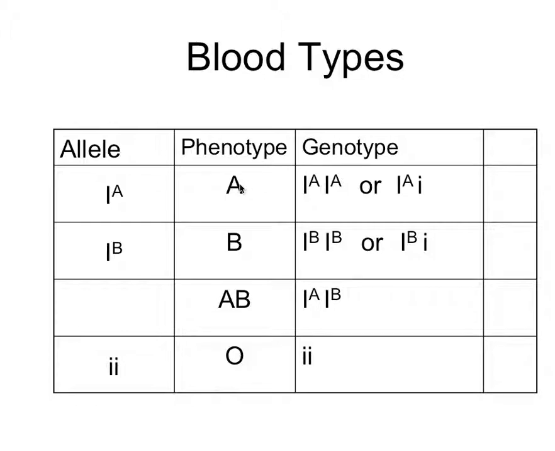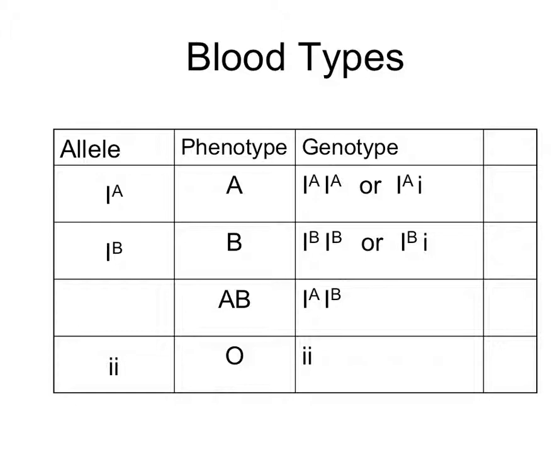So we can have big IA, big IA for type A blood, so homozygous dominant, or it could be heterozygous, which is big IA, little i. Now, type B blood is the same thing. You can have big IB, big IB, homozygous dominant, or you can be heterozygous, which is big IB, little i. Now, AB blood, the only way you can be AB blood is big IA, big IB. Only possibility. And O blood is little i, little i. So that's the main gist of what we have for blood types.